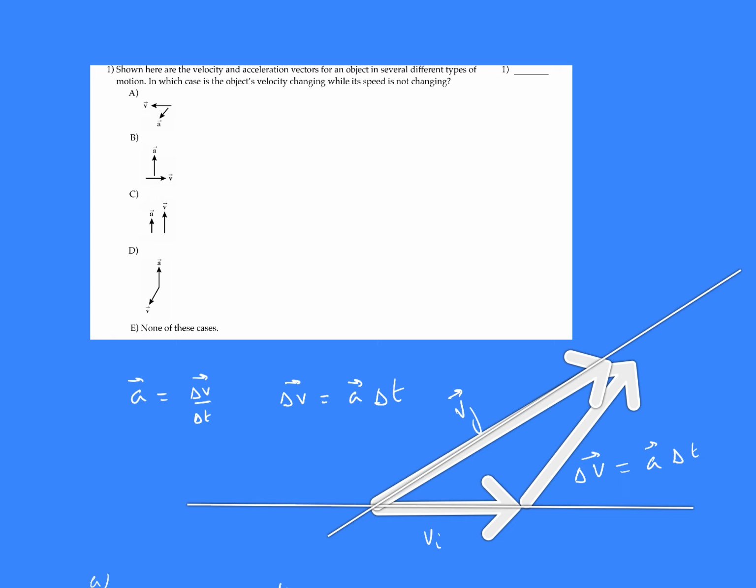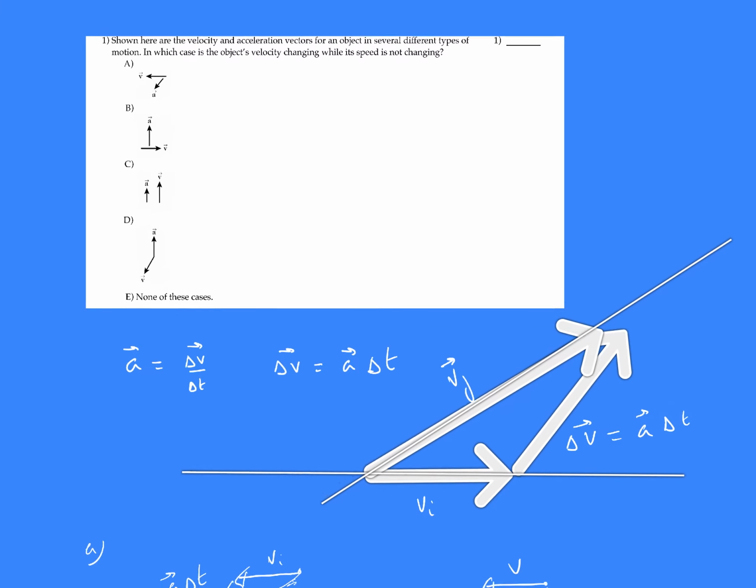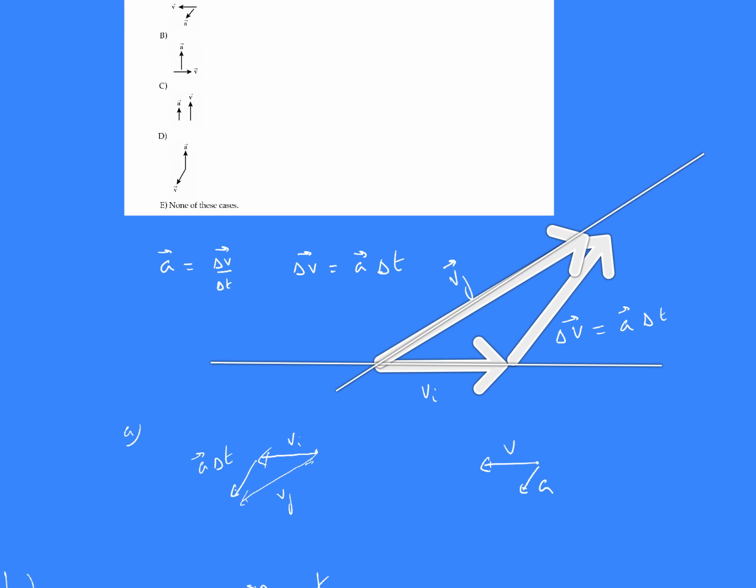So it changed in magnitude. The length of the vector is bigger in this case, and it changed in direction. The initial direction was like this, the final direction was like this. So this equation is essential to understand Newton's law and to understand the solution to this problem. So the change in the vector velocity, the vector change, is a times delta t. So the change in v is a times delta t. So this is the change in the vector velocity.